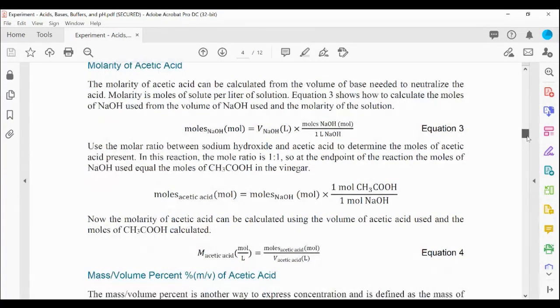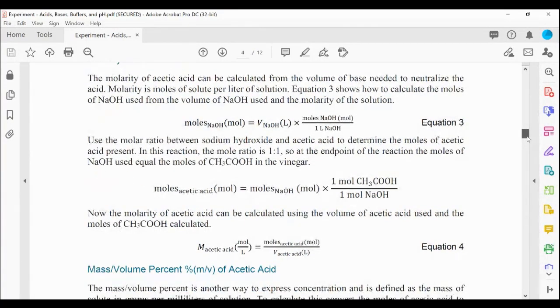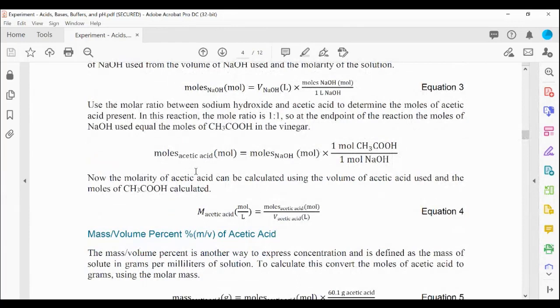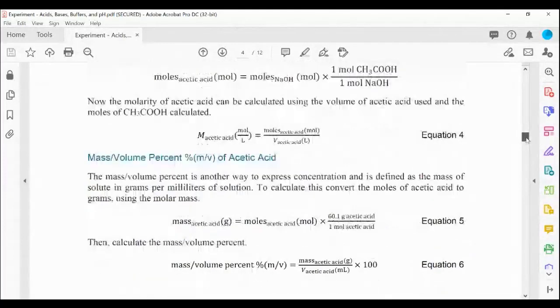And then we know, as I showed you in the equation, that the number of moles of acetic acid in the vinegar equals the number of moles of sodium hydroxide. So then all we have to do, in order to calculate the molarity of acetic acid, is just divide by the volume of acetic acid. We will do it together when we get to the report part.